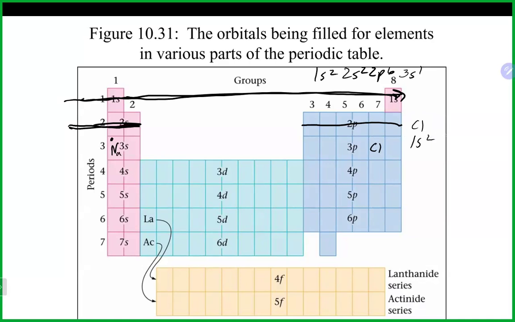2s2 to here. 2p6 to the end. 3s2 to here. And now 3p, 1, 2, 3, 4, and 5. I guess I squeezed that in there badly. So 1s2, 2s2, 2p6, 3s2, 3p5.